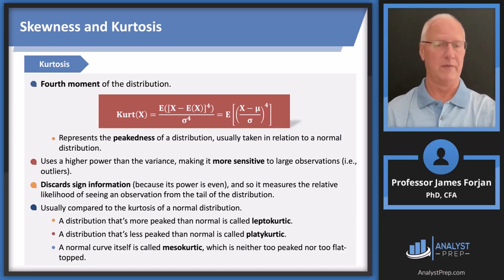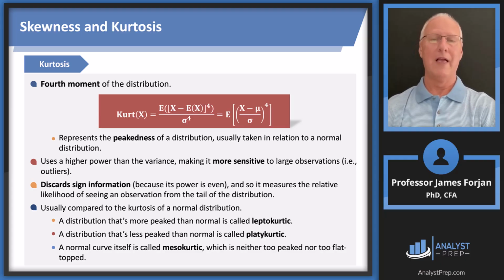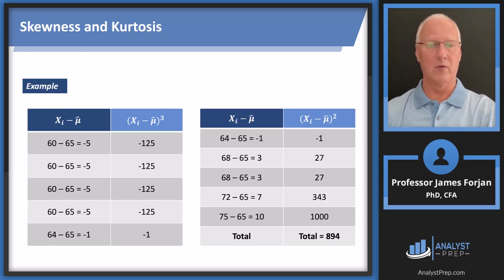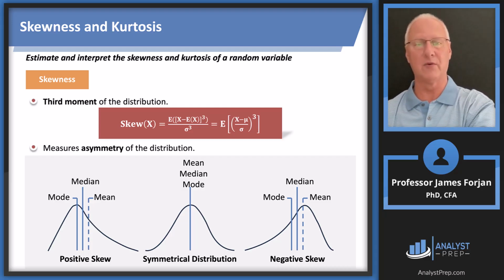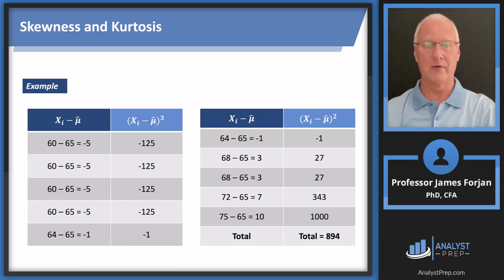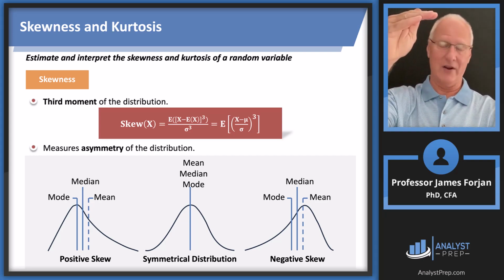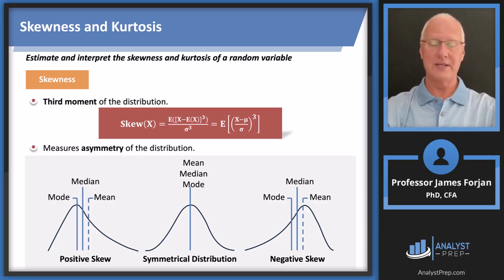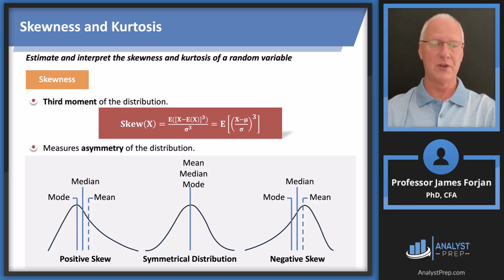Kurtosis then being the 4th moment of the distribution, you shouldn't be surprised. We're just going to do the same stuff, but we're going to raise this to the 4th power. While skewness measures, do we lean to the left or do we lean to the right? What kurtosis is going to do is ask us, look in the normal distribution, is that peak higher or is it lower? And are the tails heavier or are they thinner? So the focus of kurtosis is in the middle and in the tails.